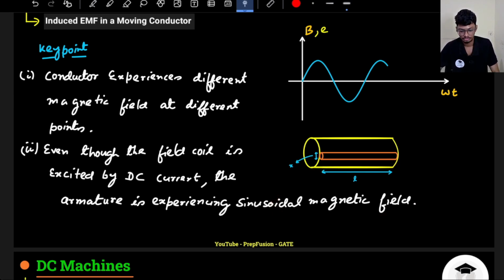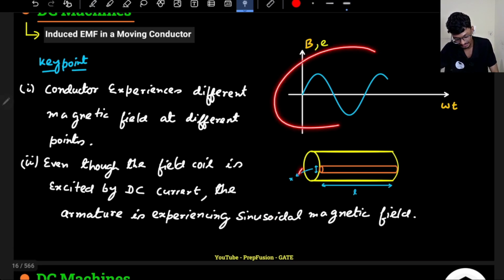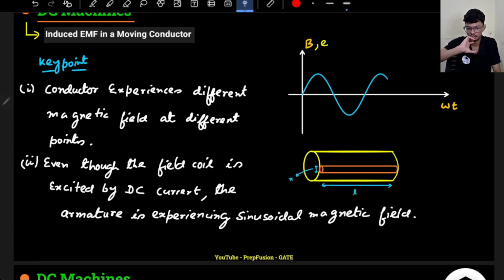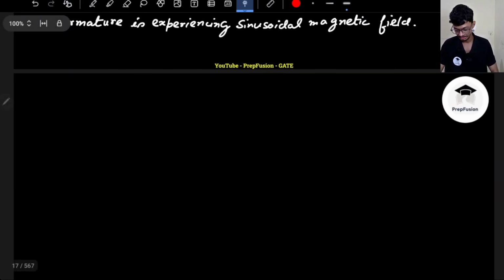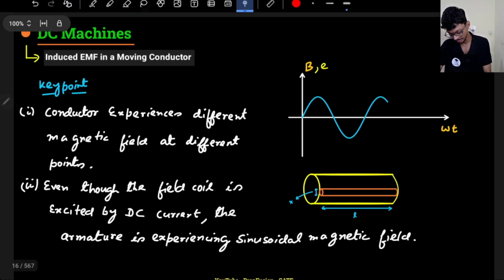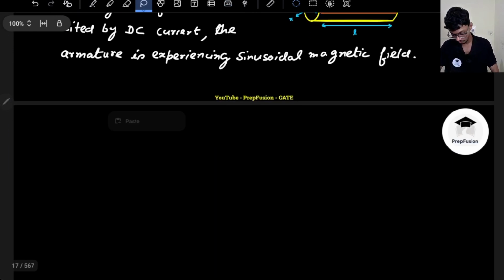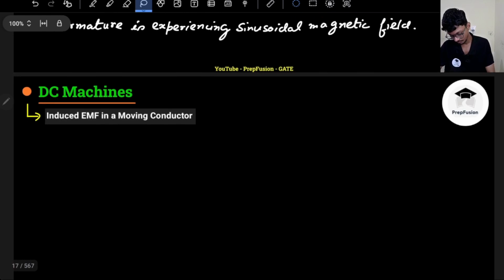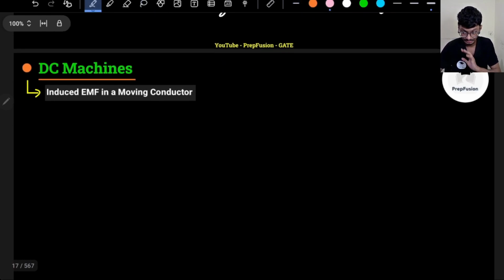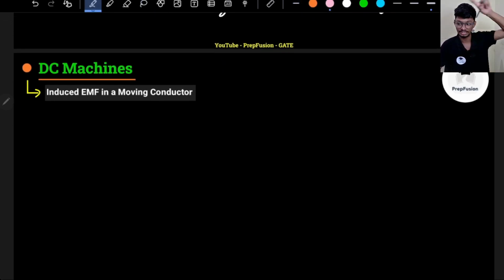Okay, so if this conductor is experiencing a sinusoidal magnetic field, that means the field flux is changing across the conductor. If the flux is changing across the conductor, an EMF will be induced. So I can directly comment that an EMF will be induced. We will try to derive the expression of the EMF. This time I am not providing any excitation, I am just rotating the conductor myself.